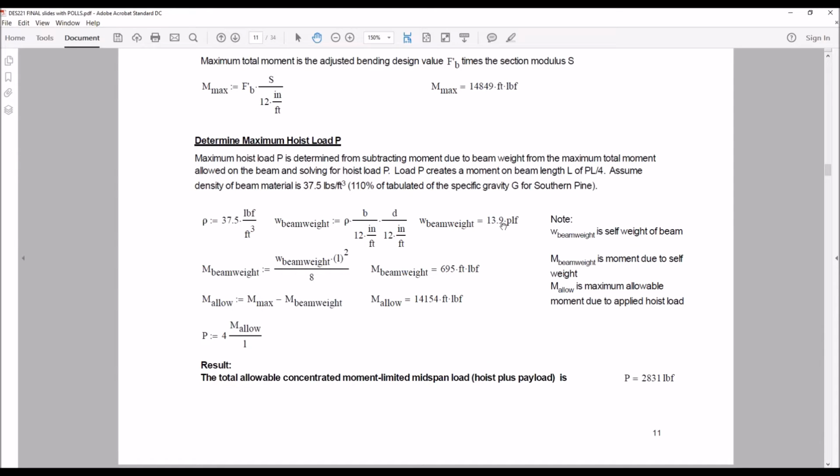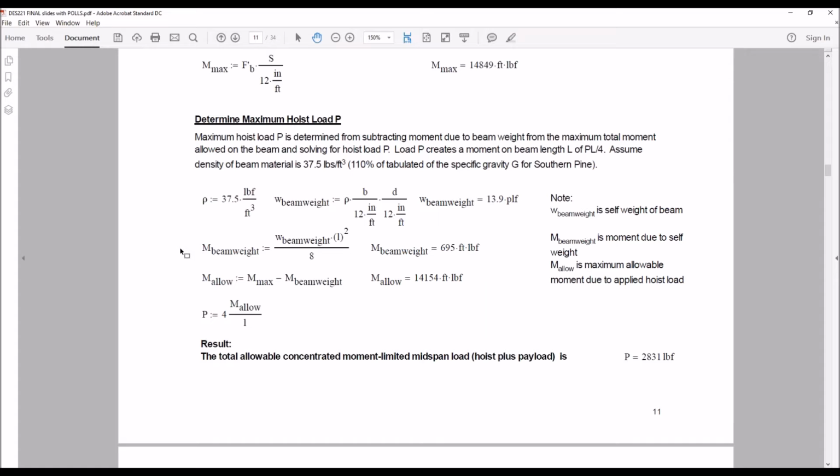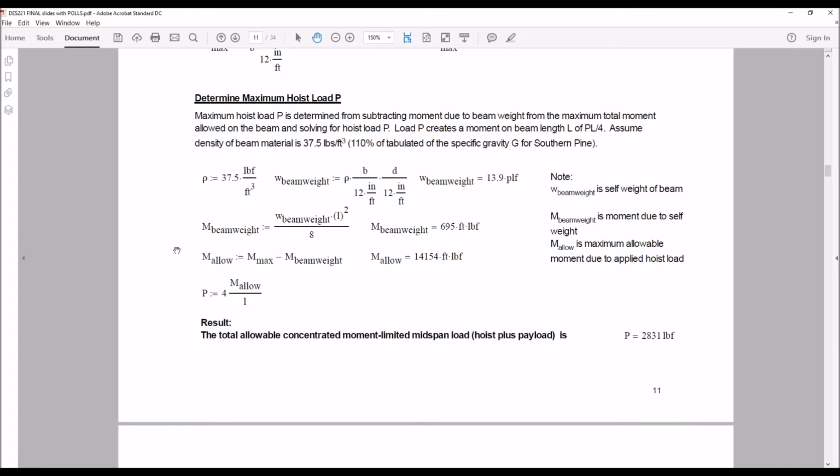It gives us a beam weight of 13.9 pounds per lineal foot. The moment that is induced by that self-weight is just based on the formula WL squared over 8. So that's what this takes the shape of here. And we get a moment based on the beam self-weight of 695 foot-pounds.